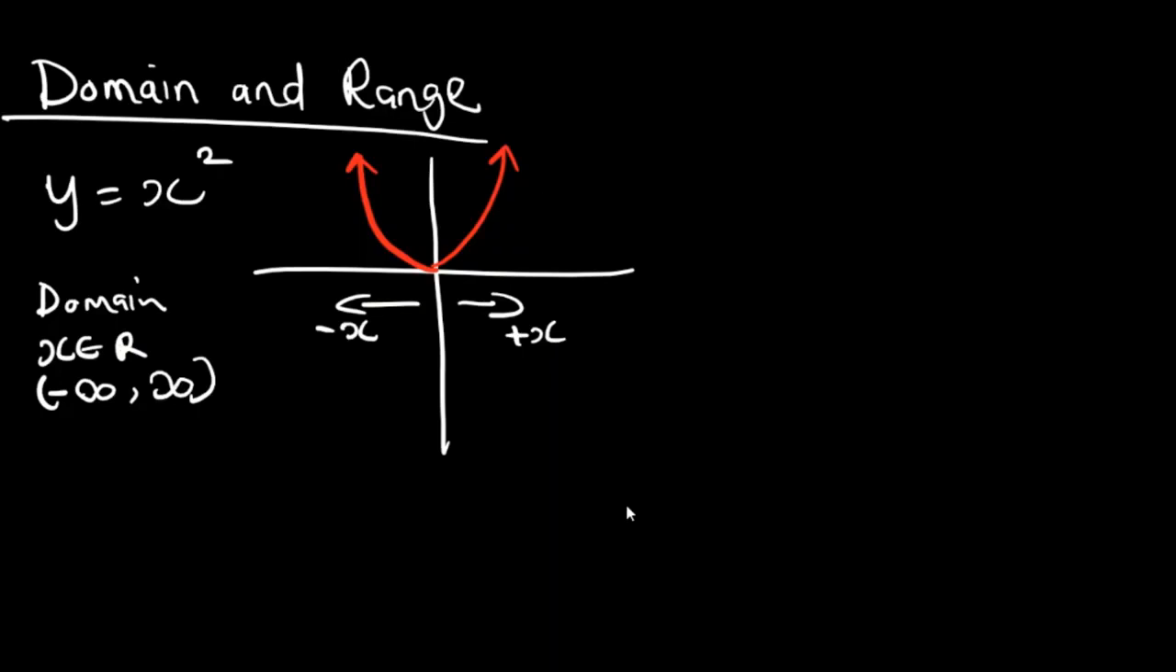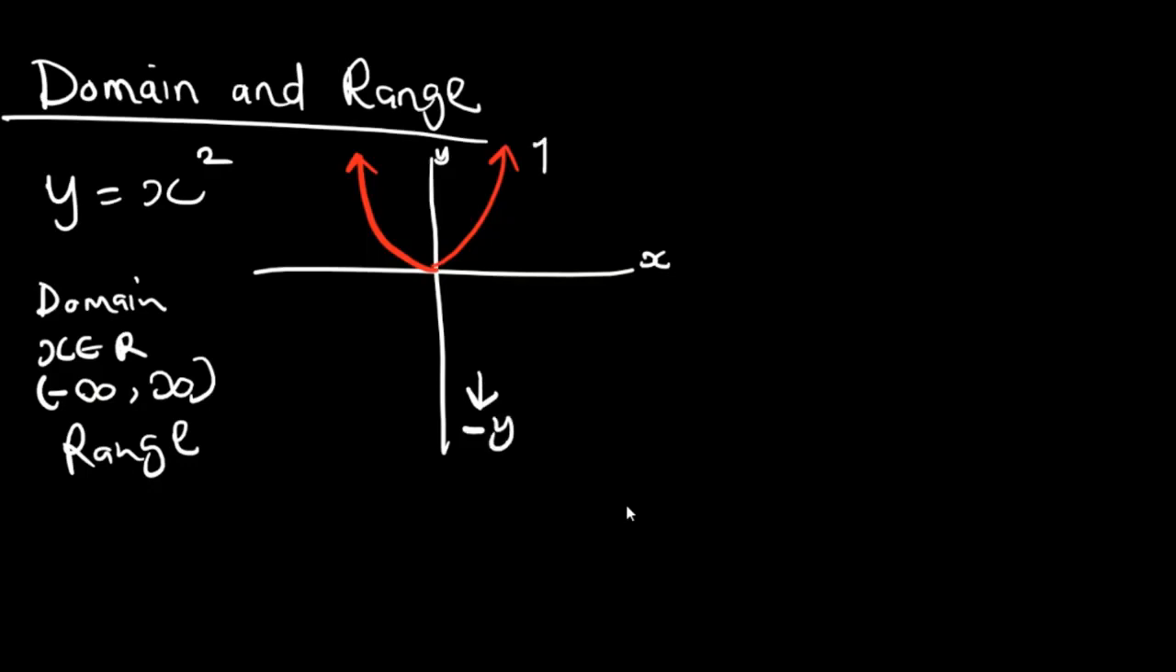Now, to find the range of this function, we're going to look at the y values. Because this is the y, this is the x. Going down here, we have the negative y values, and going up, you have the positive y values. So as we can see, the graph starts from the origin, which we have 0 and 0 as coordinates, meaning that the x value is equal to 0 and the y value is equal to 0.